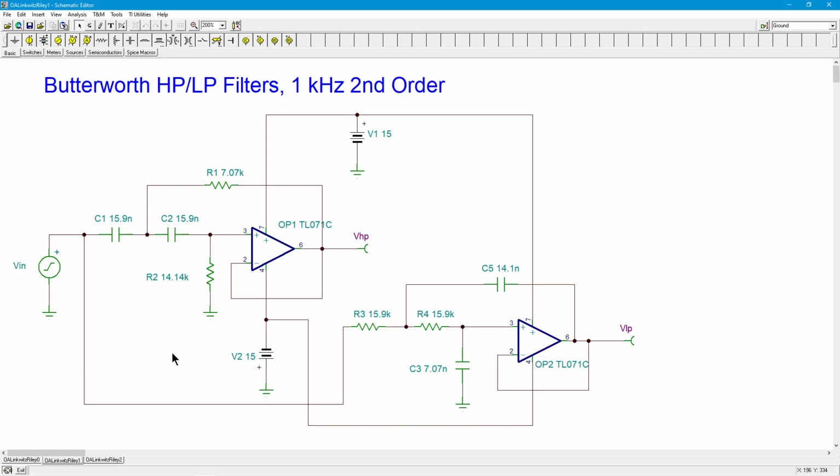So along come a couple of guys, Linkwitz and Riley, and quite a few years back, they did a little work in this area. And they said, you know, something interesting happens.